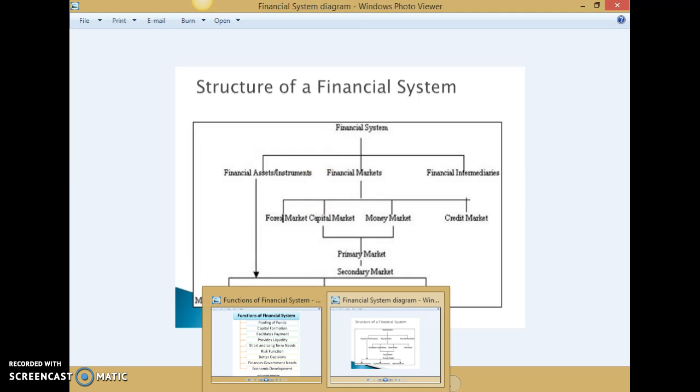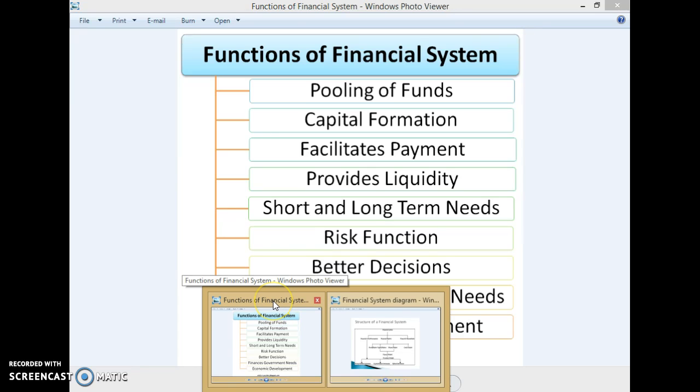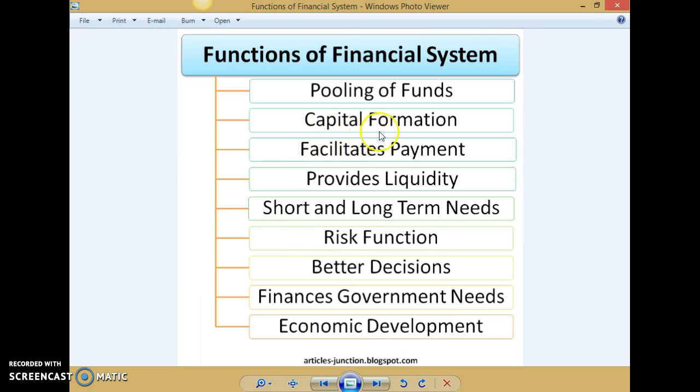So what does Bitcoin give you? What kind of functions does it give you in that financial system? It's going to give you the ability to pool your funds. It's going to be able to facilitate payments. That's dealing with Bitcoin. It's going to provide liquidity. Once you're able to liquidate your funds with Coinbase, if you have any short-term or long-term needs, it'll solve those problems. It'll give you economic development.